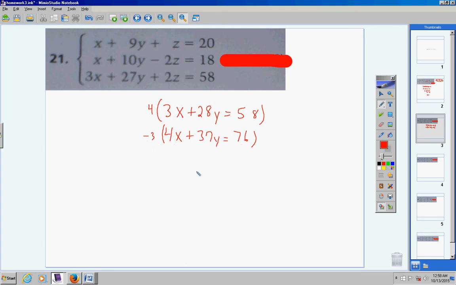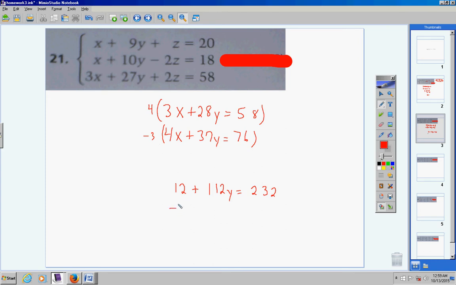So here we go. 12x plus, let's see, 32. I could do it in my head. I'm not going to take a chance. Since it's so easy to make mistakes with these problems, I'm going to use a calculator. 112y equals 58 times 4, 232. And that's what calculators are there for, guys, to use them in situations like this with big numbers.